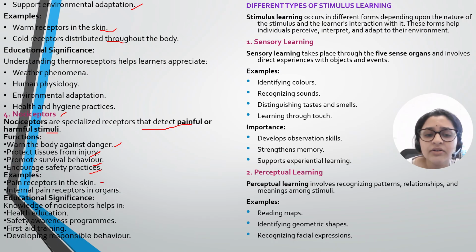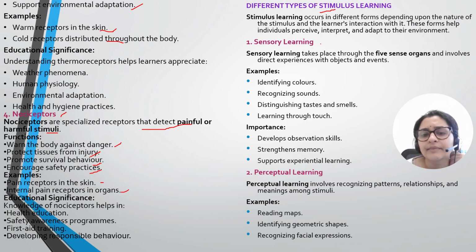Example, pain receptors on skin. When somebody pinches you, you'll feel the pain. That is nothing but because of the nociceptors. Internal pain receptors in the organs. Various body organs also have nociceptors. Okay, then what are the different types of stimulus learning?